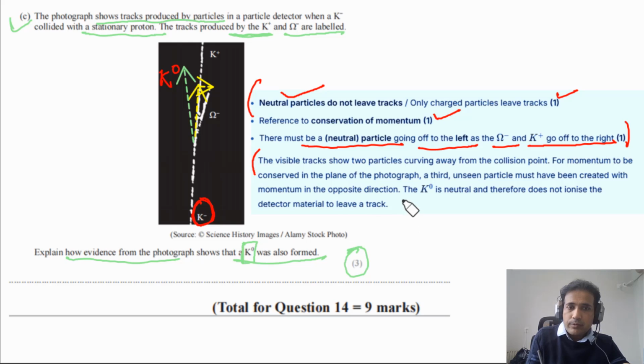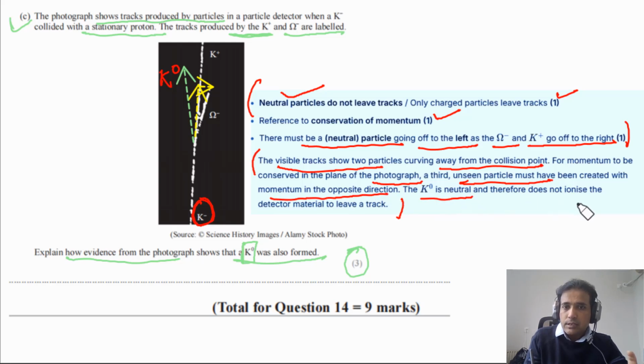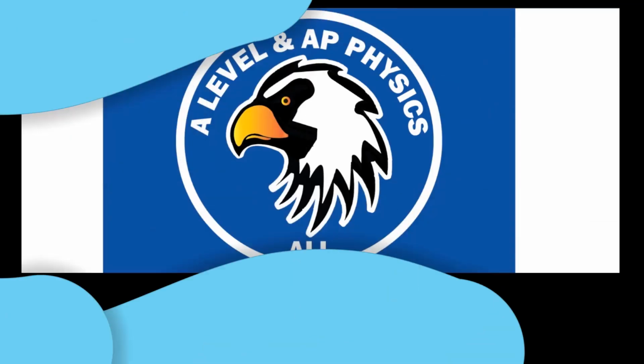So we can say the visible tracks show two particles curving away from the collision point. For momentum to be conserved in the plane of the photograph, a third unseen particle must have been created with momentum in the opposite direction. As the kaon 0 is neutral, it therefore does not ionize the detector material to leave a track. So this is the answer, and these are the 3 points you need to include in your answer.